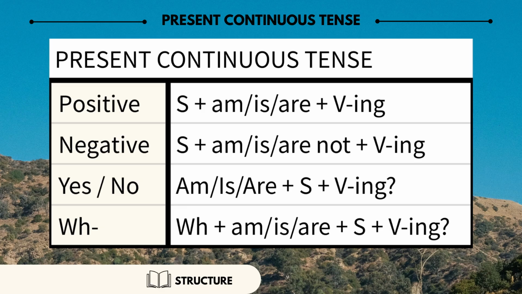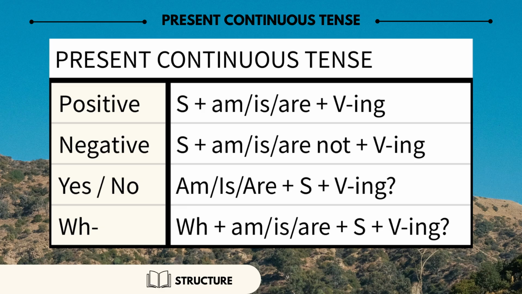Is she working today? We want confirmation about her current activity. Are they waiting outside? We are asking if that action is happening at this moment. So the key idea is, we are not making a statement, we are checking if something is true right now.